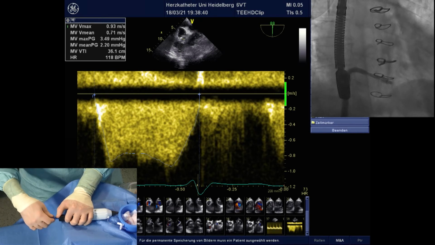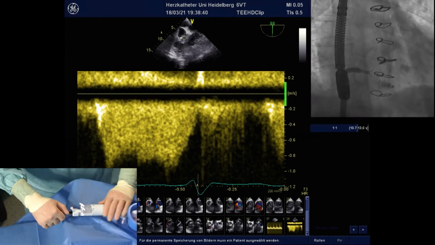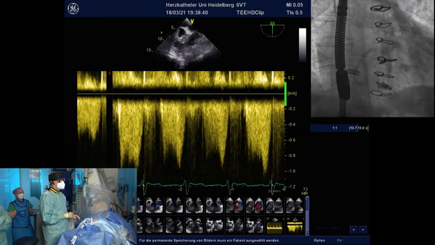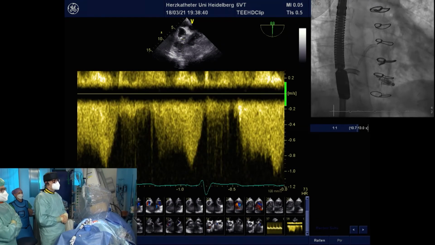That's okay. And the device sits really nicely on the posterior septal. It doesn't move at all, so that's always a good sign.